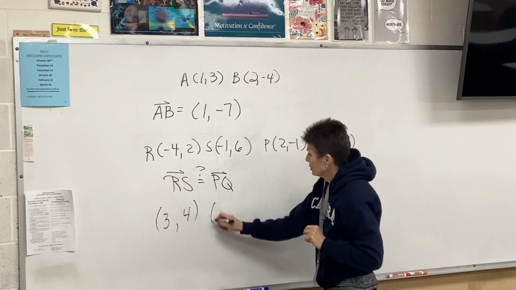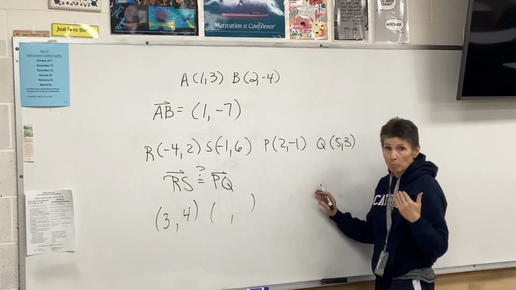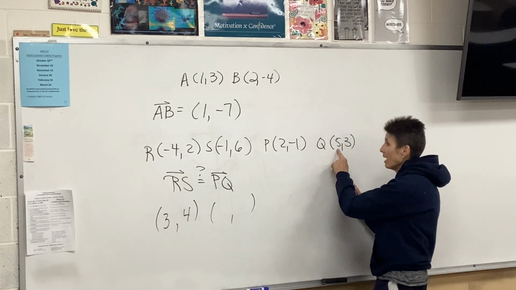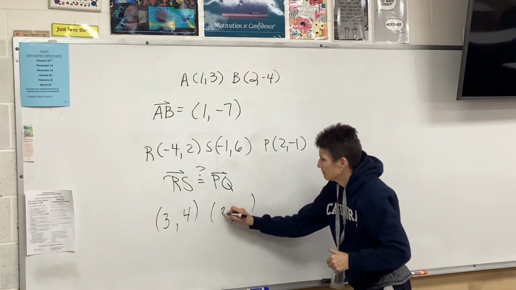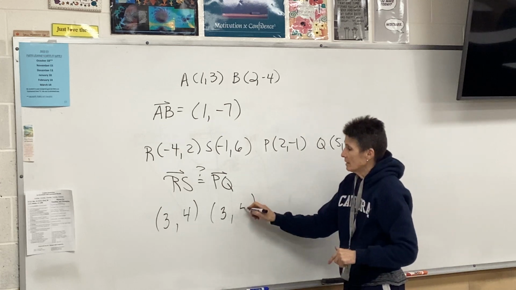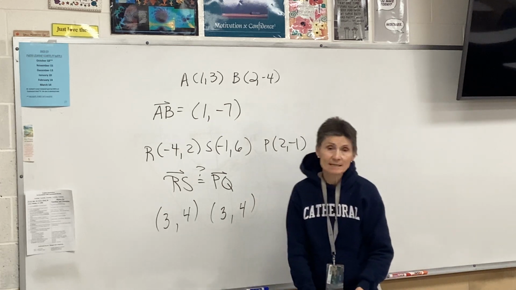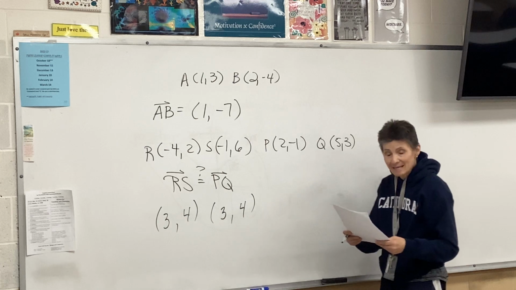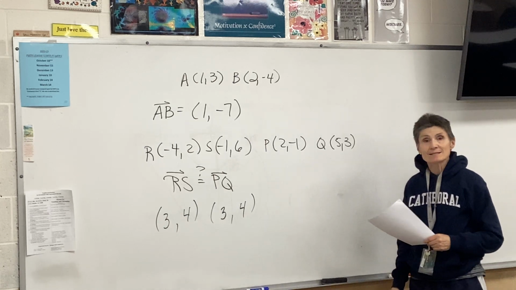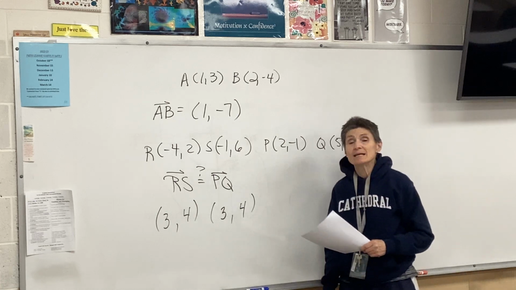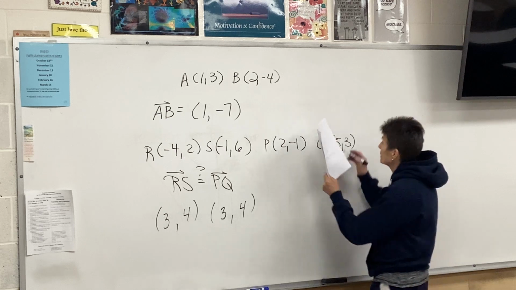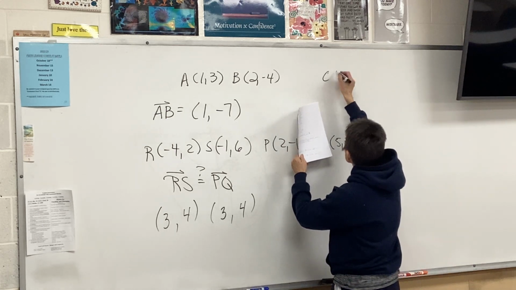Now what about PQ? Order is really important, guys. You got to start at P and go to Q. So 2 to 5 is 3. And negative 1 to 3 is 4. Are these 2 vectors equivalent? Yes, they are, because they have exactly the same coordinates. They are moving exactly the same number of steps in exactly the same directions, right? Right 3 and up 4.